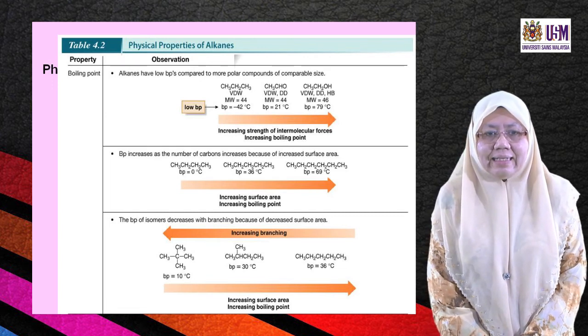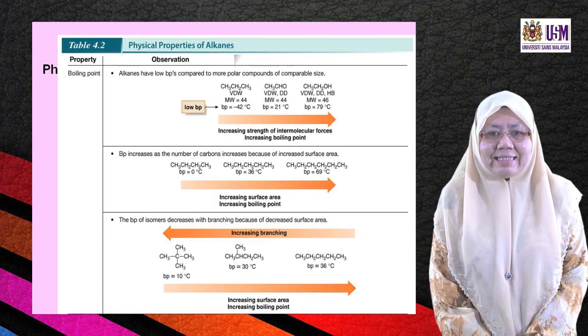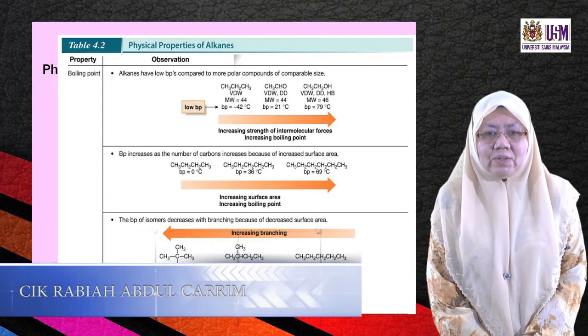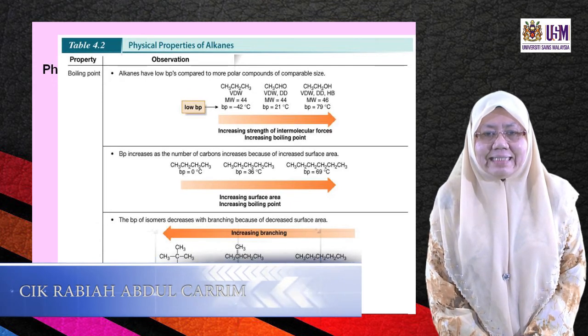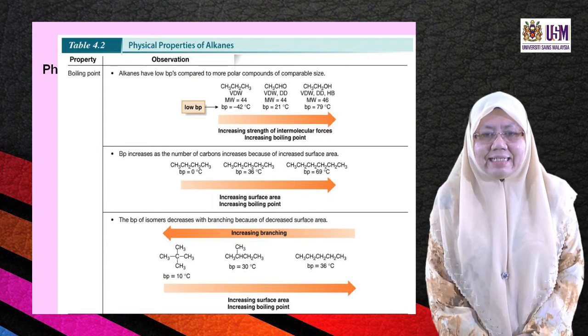The next factor we look at is the increase in surface area, which relates to the number of carbons. As the number of carbons increases, the surface area also increases. From butane that has a boiling point of 0 degrees Celsius, we go to pentane with a boiling point of 36 degrees Celsius, and the next is hexane, which has a boiling point of 69 degrees Celsius. That is, as the surface area increases, the boiling point also increases.